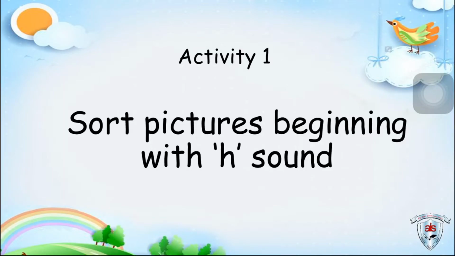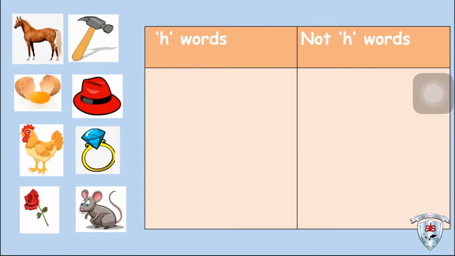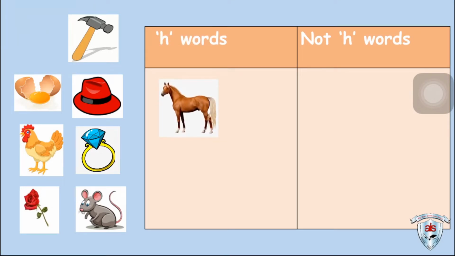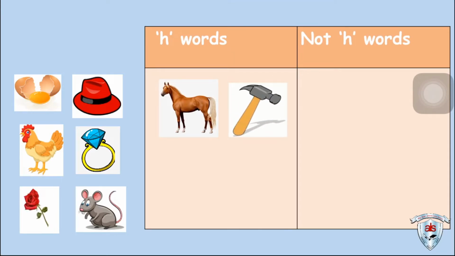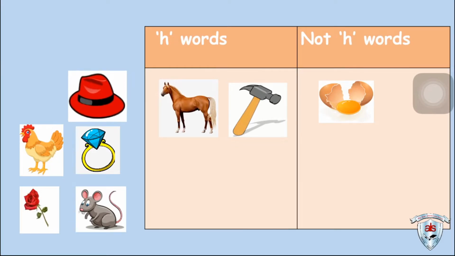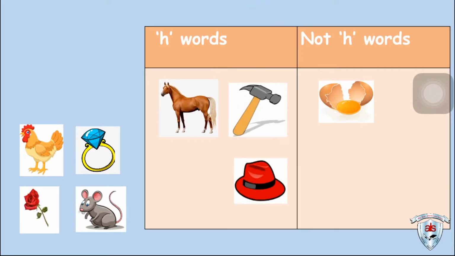Sort pictures beginning with sound. Let's start. Horse. Okay, it belongs to words. Next, hammer. It belongs to words. Next, egg. It is not words. Next, hat. It's words.